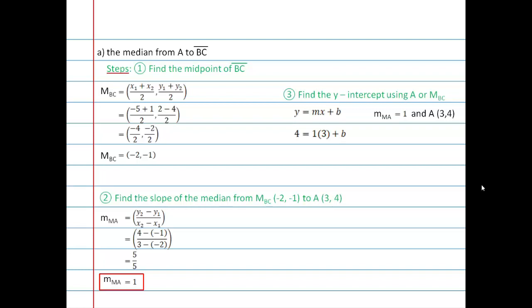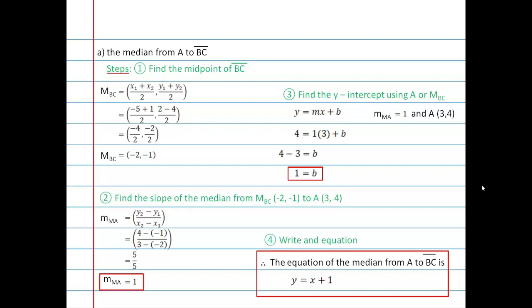Okay, so if I multiply 3 times 1, that's obviously 3. I'm going to subtract it from both sides to bring it to the other side. And that's going to give me 4 minus 3, which is 1. So now I have a slope and a y-intercept for my median. And that means my final step is I need to just write an equation. So I can just say that therefore the equation for the median from A to BC is going to be y equals x plus 1.